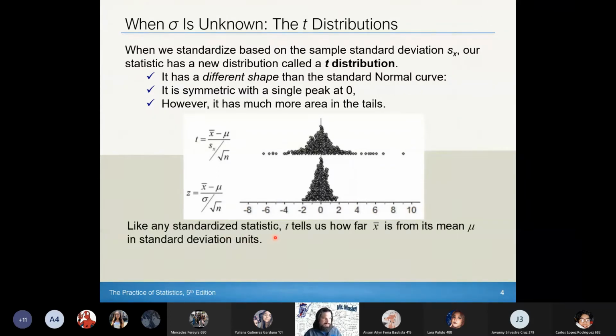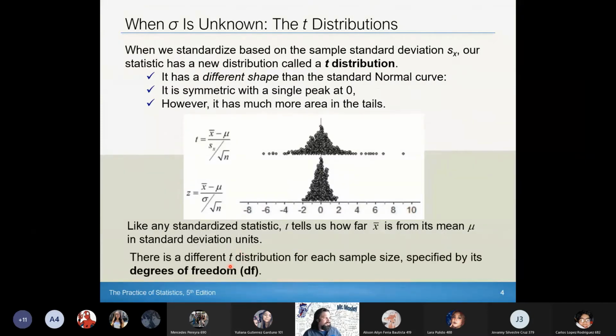Like any standardized statistic, t tells us how far x bar is from its mean mu in standard deviation units, right? So just like in our previous section, where we used z star, z-scores, as a critical value, when we're estimating population means, we use the t value for our critical value. There's a different t-distribution for each sample size, specified by its degrees of freedom. This will make sense in a moment when we see some examples.